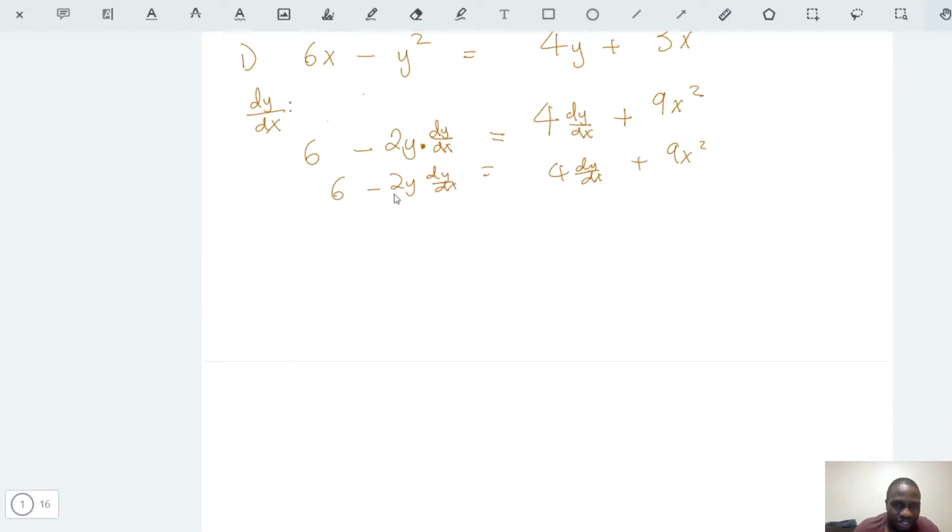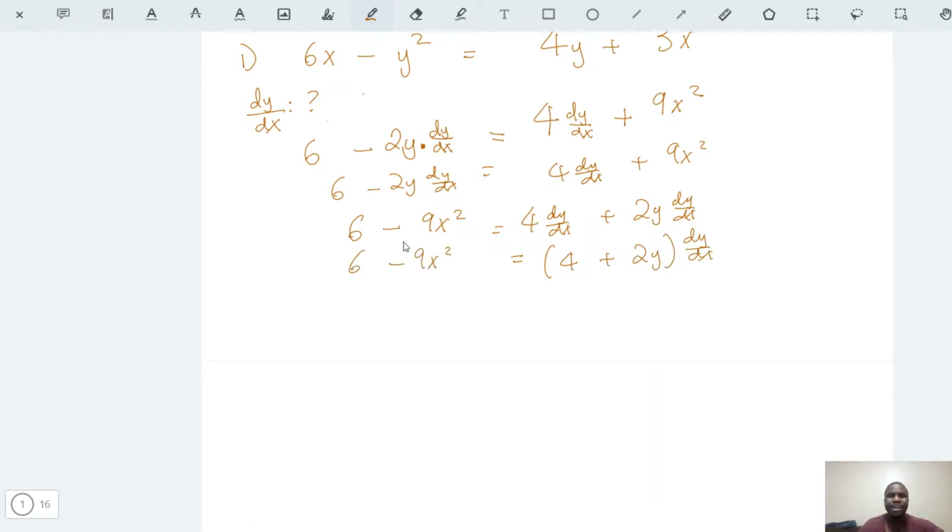What you have to do is, our ultimate goal is to find dy/dx, so you bring all the dy/dx terms together. I can bring those to the right, and I can bring all the other terms to the left. So I have 6 minus 9x squared equals 4 dy/dx plus 2y dy/dx. Now dy/dx is common, so I can just factor it out. So I just have (4 plus 2y) dy/dx equals 6 minus 9x squared.